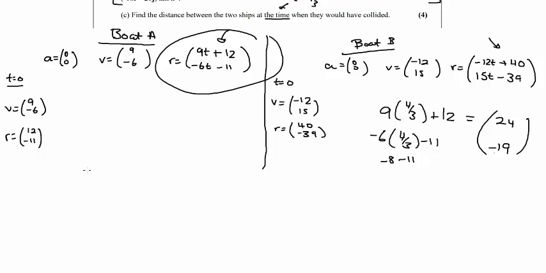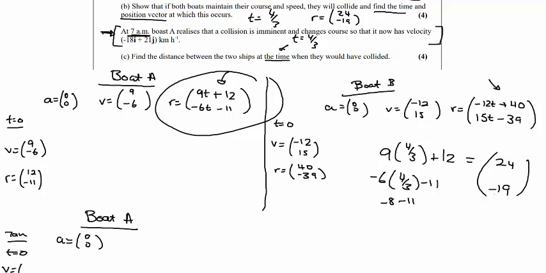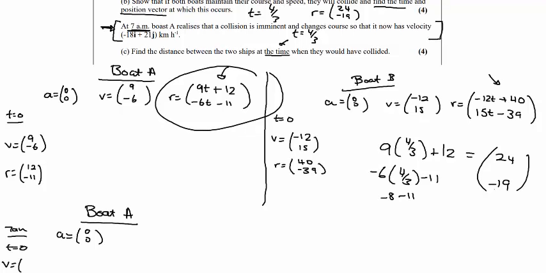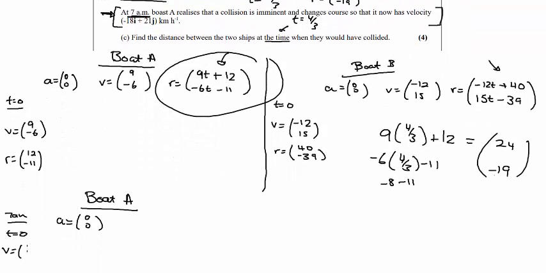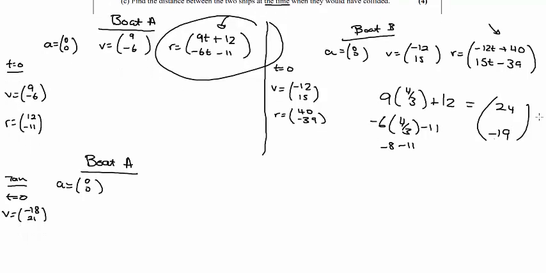AVR for boat A. Now, remember, we're going to need t equals 0, which happens now at 7 AM. So we know its new velocity, and its acceleration is still 0, 0, because it changes its velocity but it's still constant. So we now know that it's minus 18, 21. Now, here's the mistake a lot of people would make, even if they knew how to get this far. They'll be like, oh, but the position vector is still that. No.